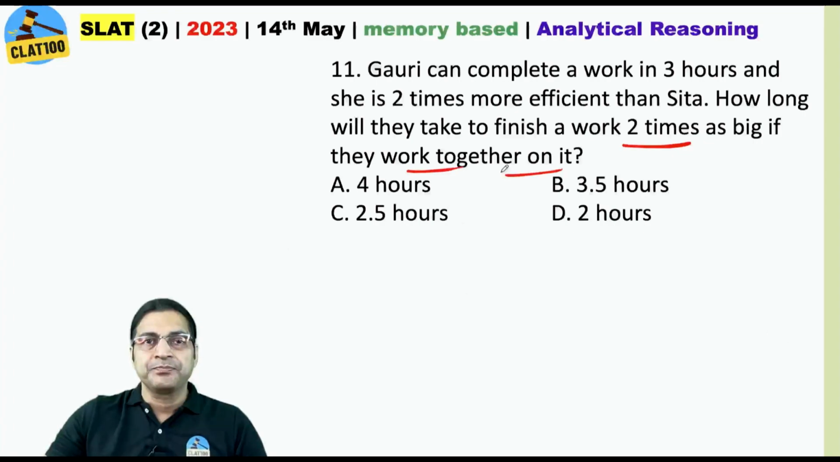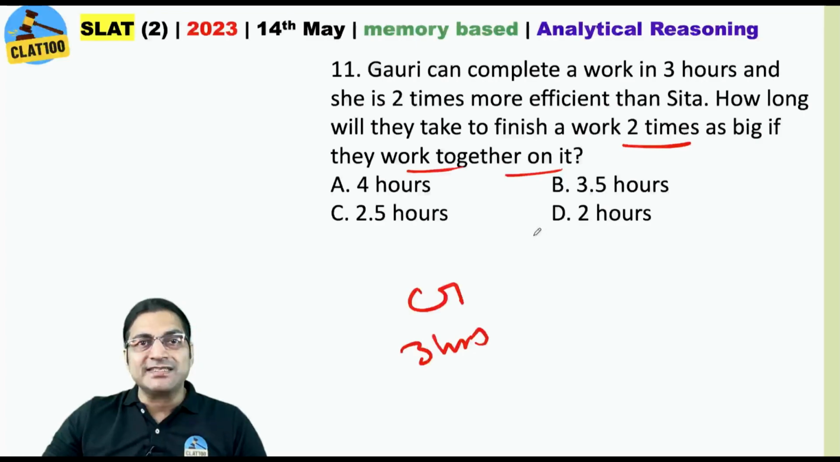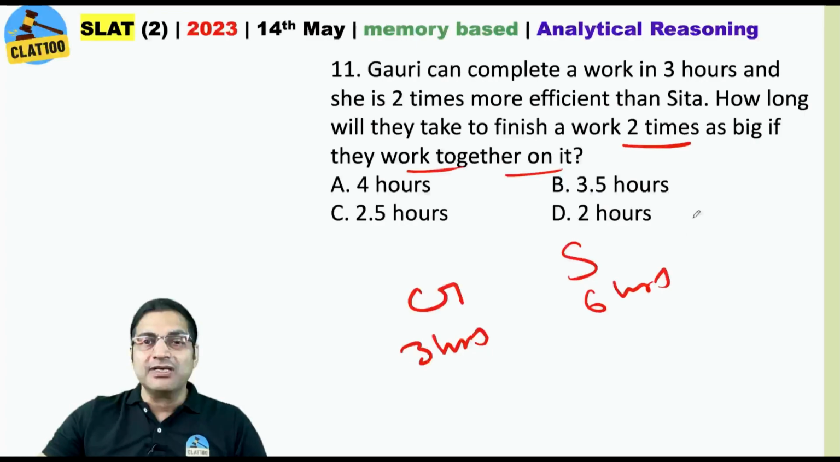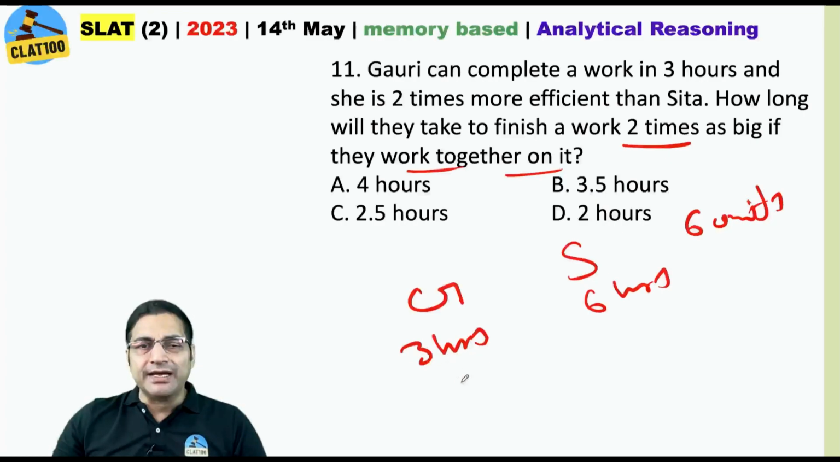together on it? Okay, this is Gauri. Gauri can finish this walk in 3 hours. And she is actually 2 times as efficient as Sita. So Sita will take 2 times more time. Sita will take 6 hours. Let's say the work is of 6 units, right? If the work is of 6 units, Gauri must be doing 2 units in an hour.